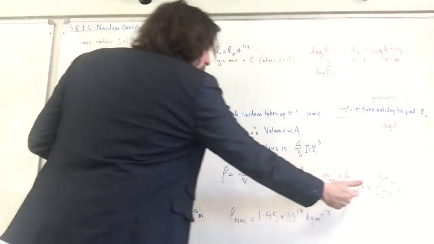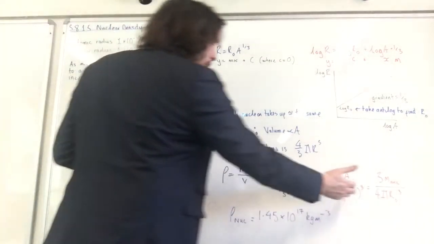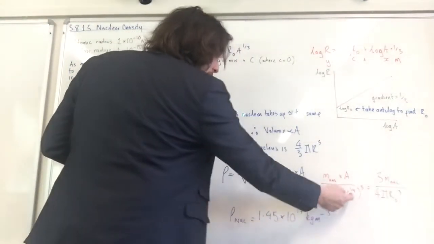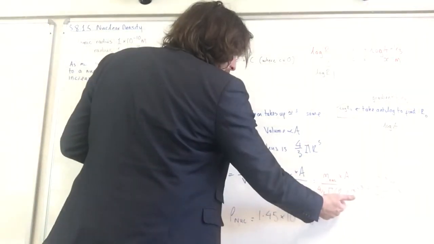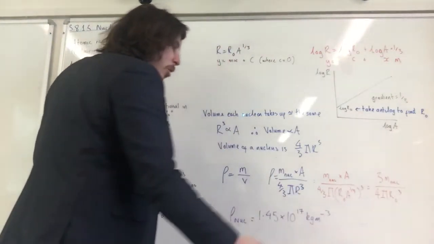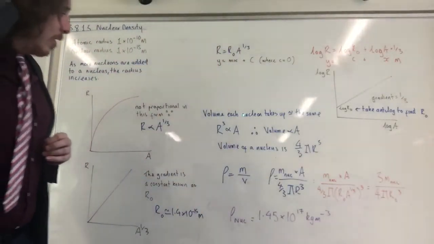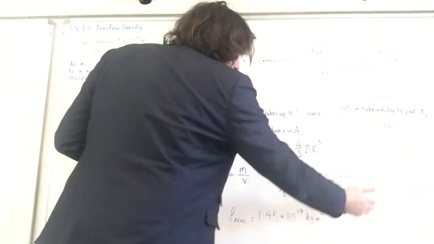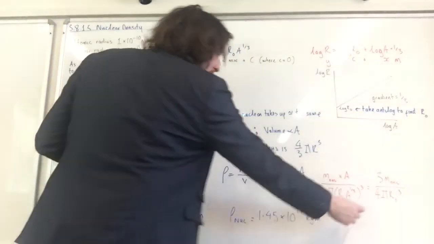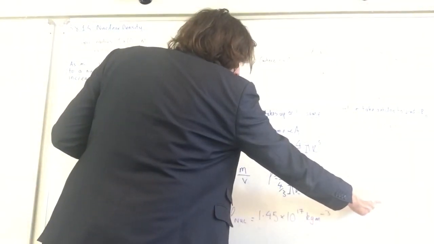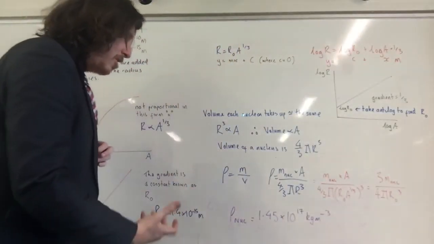Not forgetting that the cube hasn't disappeared. So if we cube everything that's in that bracket, that third disappears, they cancel each other out. We end up having to cube R0. So we have A on the top, A on the bottom, they cancel each other out. And what we end up with is 3 lots of the nuclear mass divided by the 4 pi R0 cubed, which is a constant value.